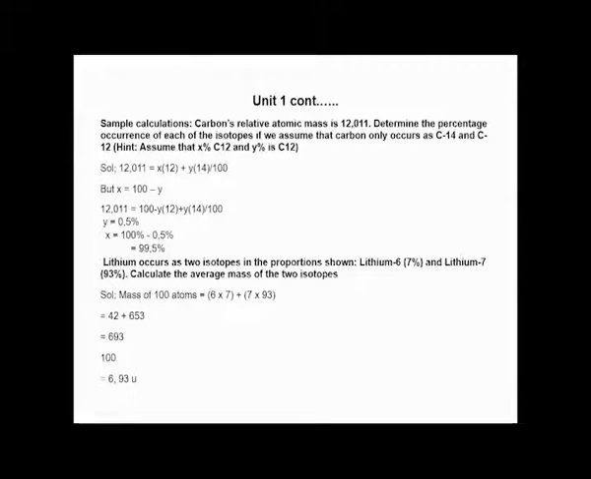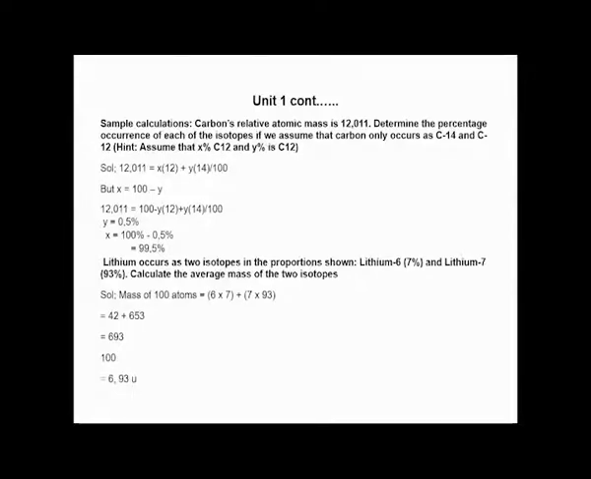whereby you say 12.01 is equal to X, which you multiply by carbon 12, you add Y, which is unknown, you multiply with 14, carbon 14, and you divide by 100. You substitute and calculate well until you come to the final answer, which is 99.5%.